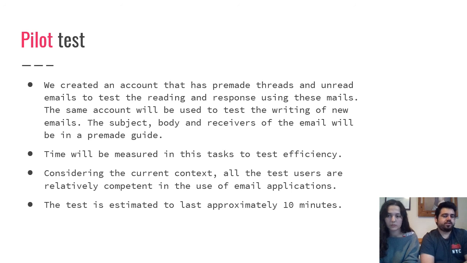Talking about the pilot test a little bit, we created an account that has pre-made threads and unread emails to test the reading and response using these emails. The same account will be used to test the writing of new emails. The subject, body, and receivers of the email will be in the pre-made guide that we talked about earlier. Time will be measured in this task to test efficiency. Considering the current context, all the users are relatively competent in the use of email applications, and the test is estimated to last approximately 10 minutes.